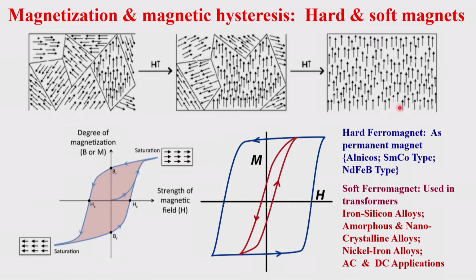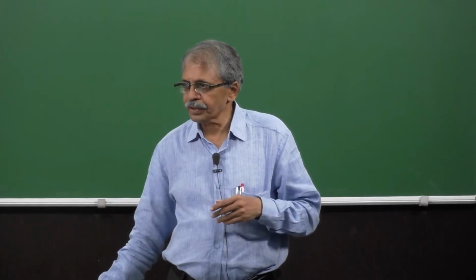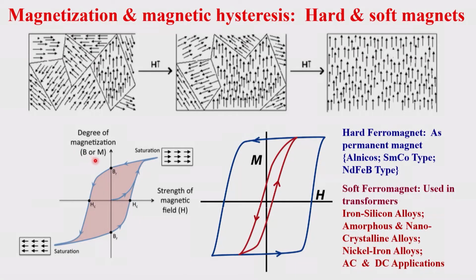So, that is how you can do the magnetization aspects. And now, this is a physical way of looking at it. The measurement: there are two parameters. One is you are applying a magnetic field, the other is you are measuring the magnetization. The magnetization is referred to in some cases as B, in some cases as M, it does not matter, one and the same.